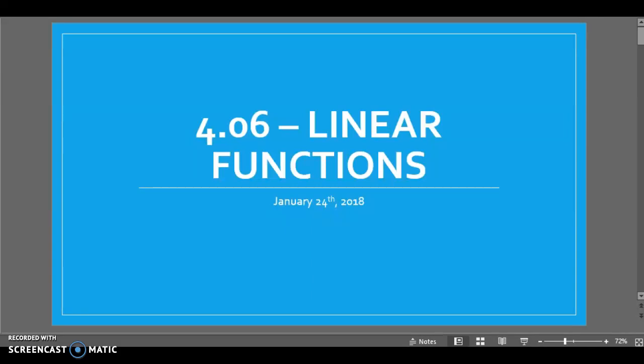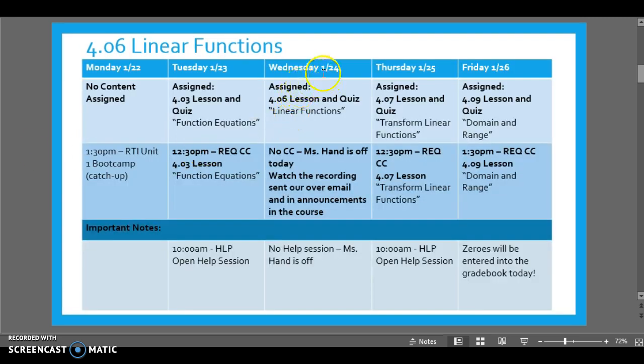All right, so this is the lesson for 4.06 linear functions, January 24th, 2018. So let's go ahead and look at our calendar. So today is Wednesday, January 24th.